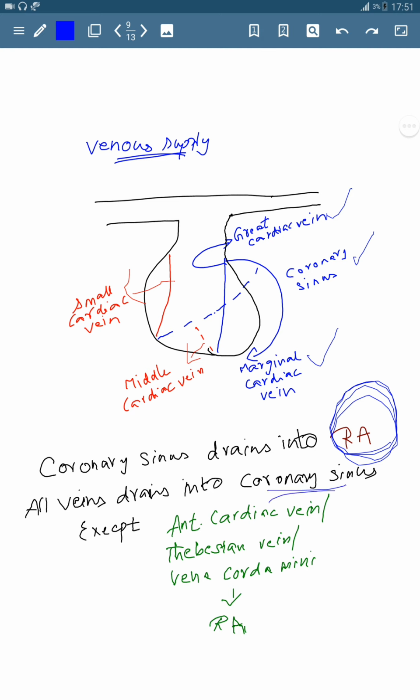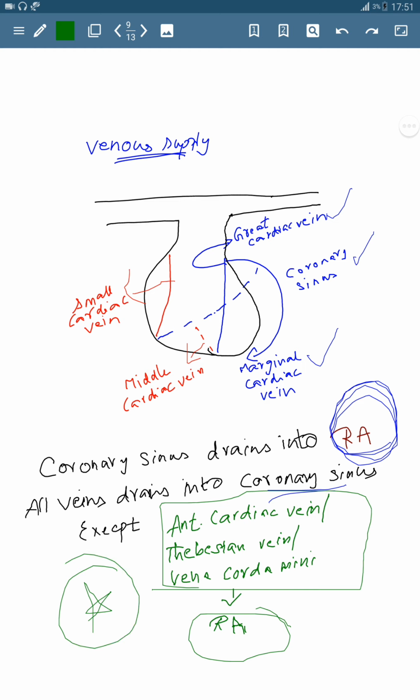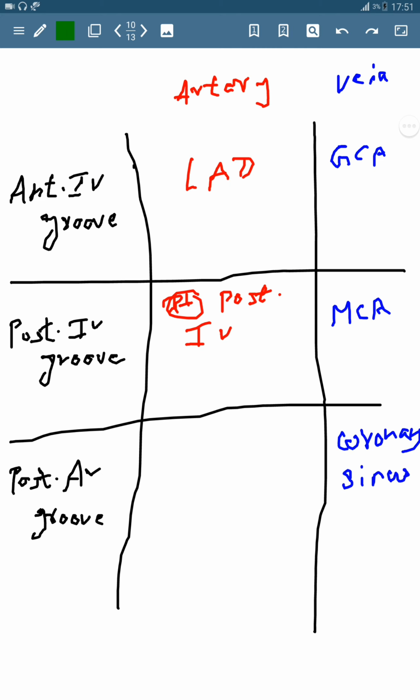Great cardiac vein, marginal cardiac vein, middle cardiac vein, small cardiac vein, all cardiac veins drain into the coronary sinus except the anterior cardiac vein, also known as the Thebesian vein or venae cordis minimae. These veins directly drain into the right atrium. It is an important MCQ. All veins drain into the coronary sinus except the anterior cardiac vein and Thebesian veins. They directly drain into the right atrium. And another MCQ is coronary sinus drains into the right atrium. It is an important chart which will be asked as many MCQs.